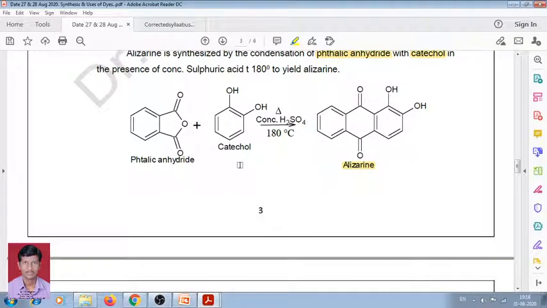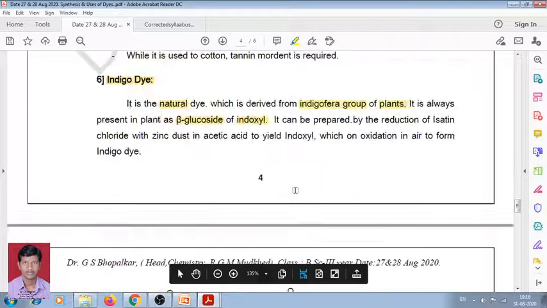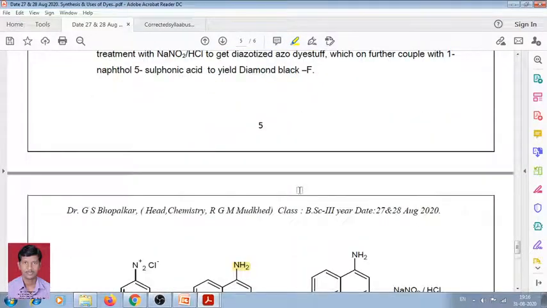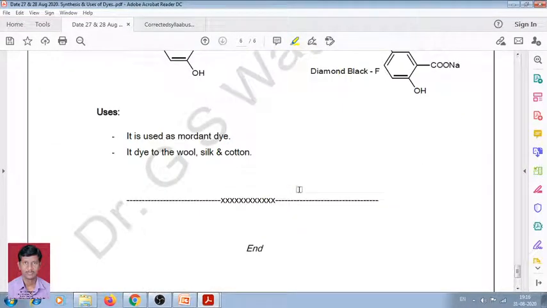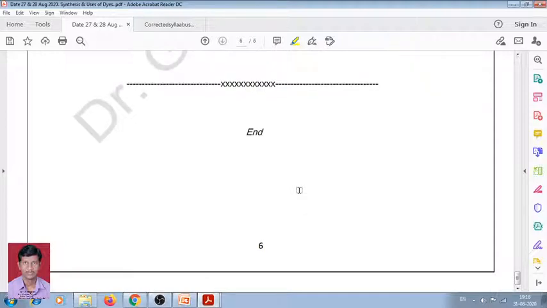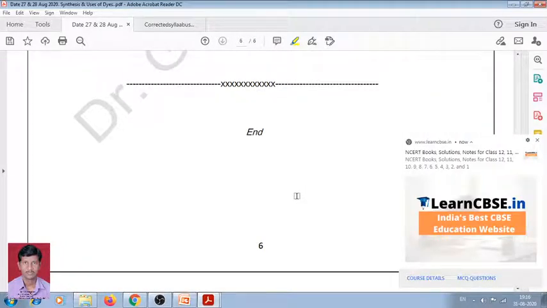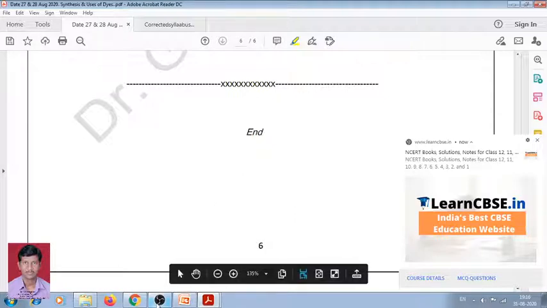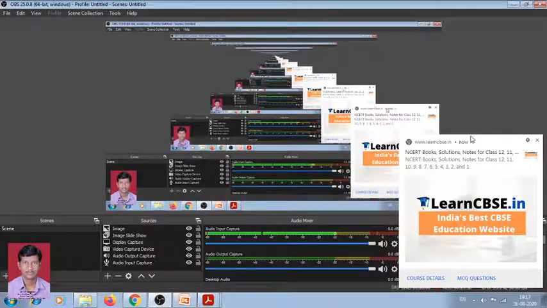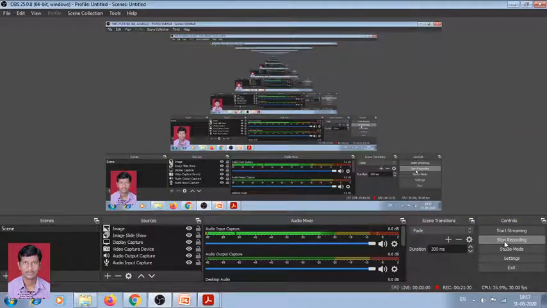Now, today we will stop here in this session. We have learned the synthesis and uses of dyes, and in this way we have finished the chapter on synthesis and uses of drugs and dyes. In the next session, we will discuss a new topic.